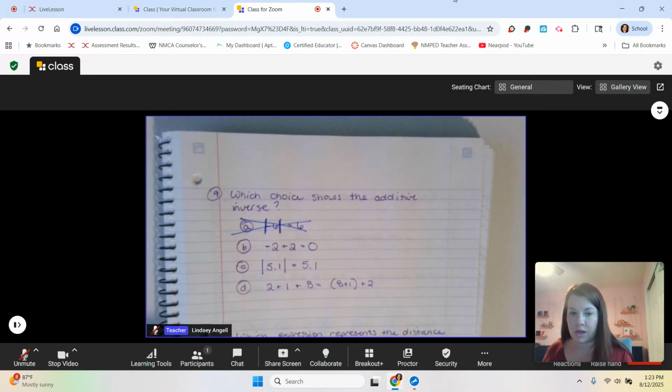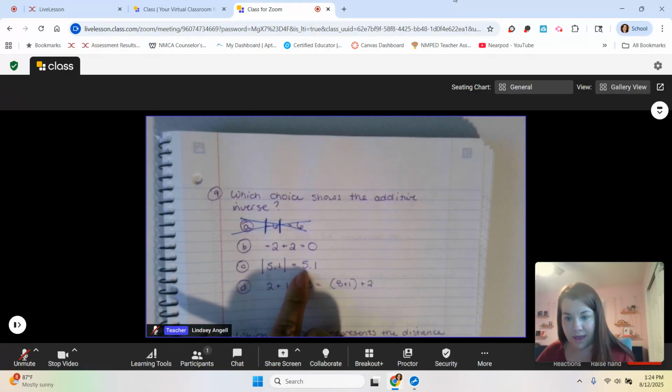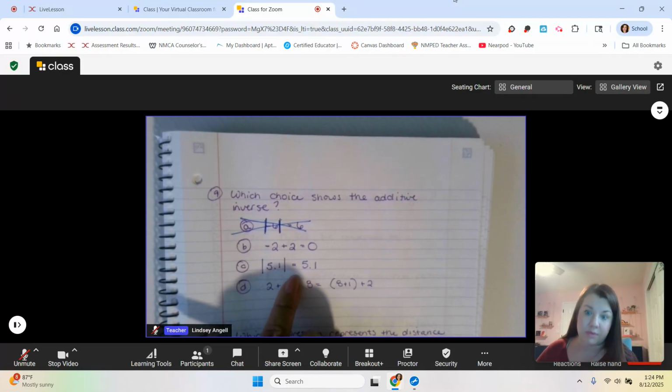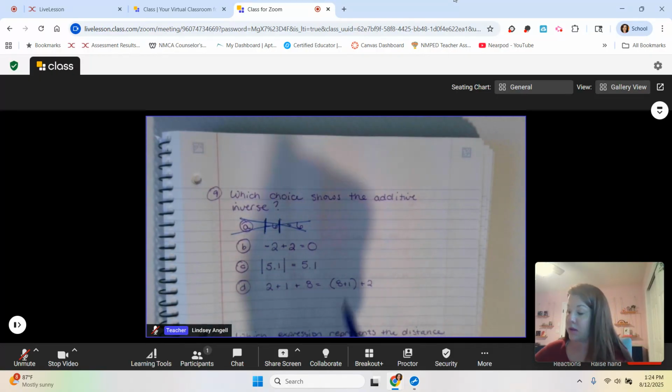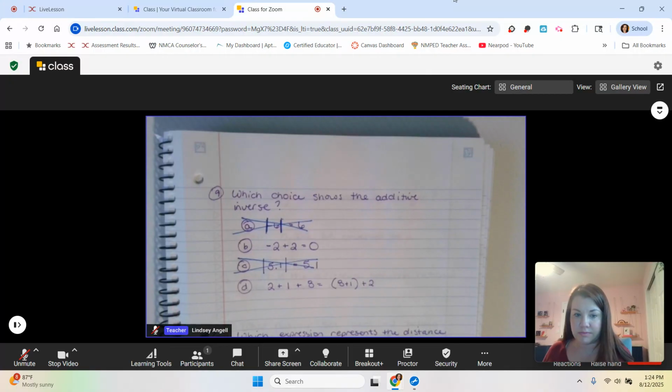Those are gone. C is actually showing the exact same thing. This is showing absolute value. The absolute value, remember that's what those long lines are, of 5 1/10 is 5 1/10 because it's 5 1/10 spaces away from 0. That's absolute value, not the additive inverse. Okay?